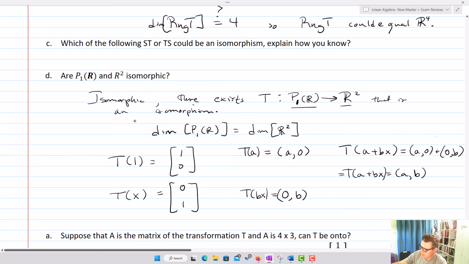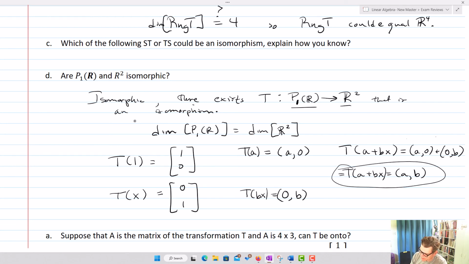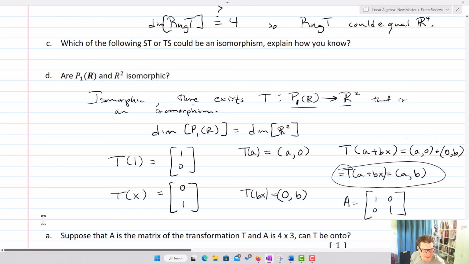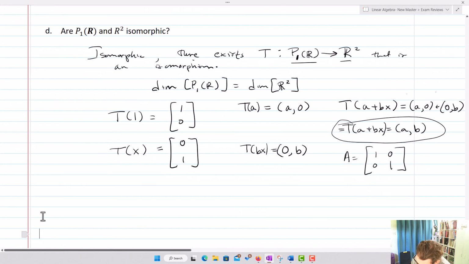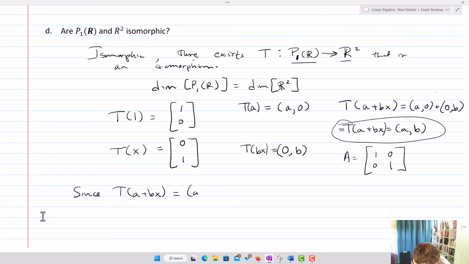And that's your transformation. You can actually go in and prove that it is one-to-one and onto. How do we know? One way is that the matrix of the transformation is literally A equals 1, 0, 0, 1, and that is most assuredly invertible. And since it's invertible, that means that it is also an isomorphism. So how would I write this? Since T of A plus BX equal to AB with A equal to 1, 0, 0, 1 is an isomorphism.